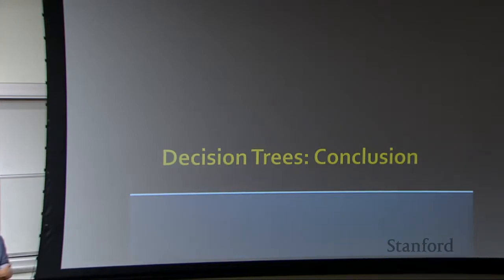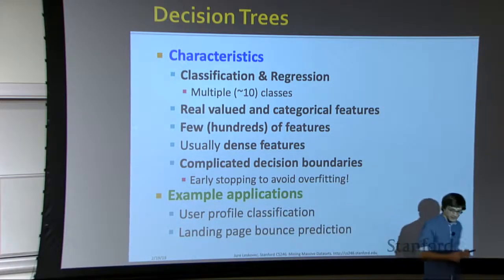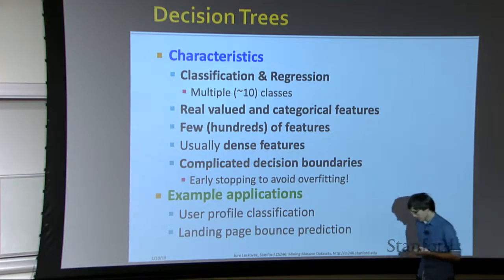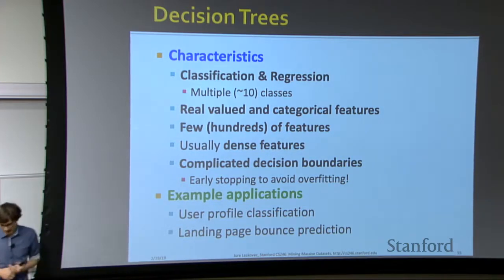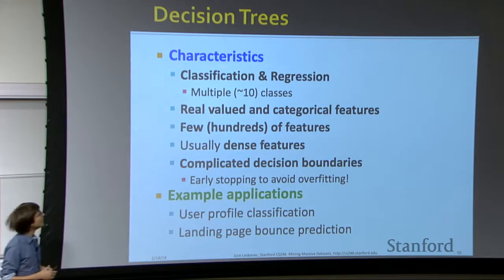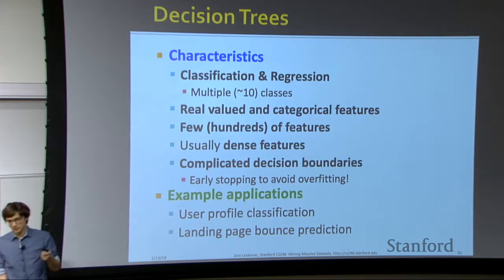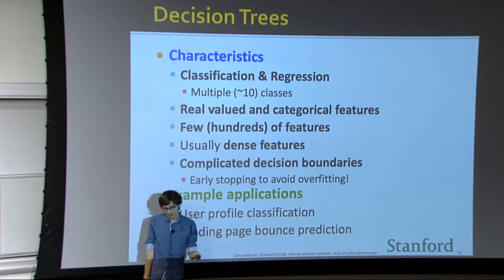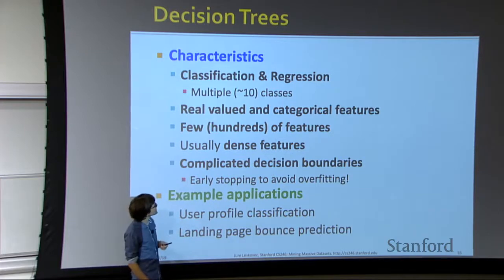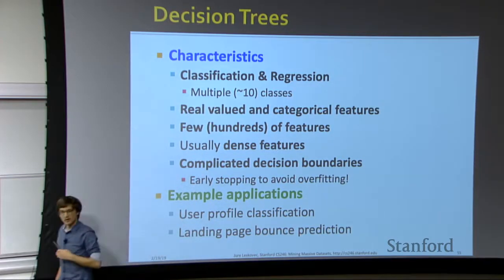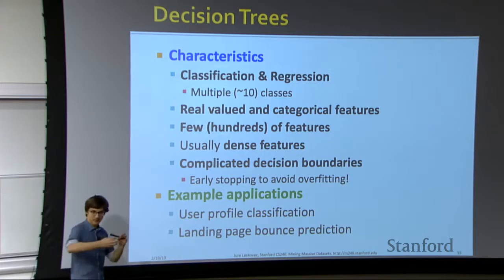Let me now quickly conclude about decision trees. Decision trees are an amazingly powerful technique, and if you are participating in a machine learning competition, usually decision trees tend to win it. In any Kaggle competition where features are clear, these are the methods to go. They work really well for classification and regression and can work with many output classes. They can do more than binary, and you can classify into many different classes. They can work with real valued and categorical features, and can handle a few hundred, maybe thousands of features, but not millions of features. So decision trees don't work well with text or with long sparse vectors.